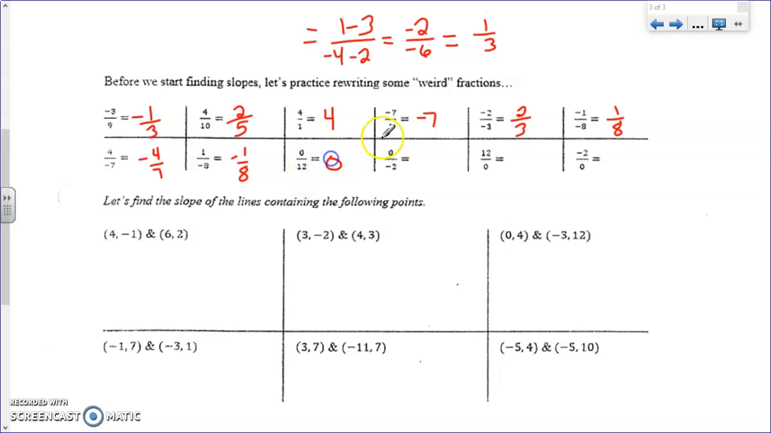What is 0 divided by 12? 0. 0 divided by negative 2? 0. Just 0. 0 is neither positive nor negative. All right, what's 12 divided by 0?